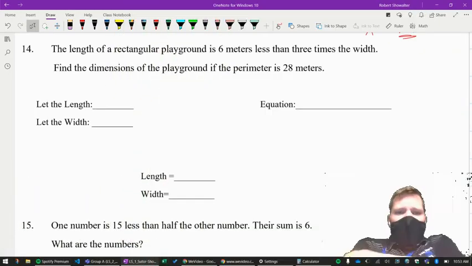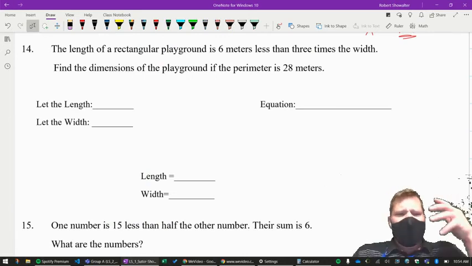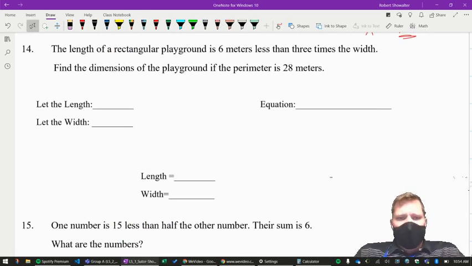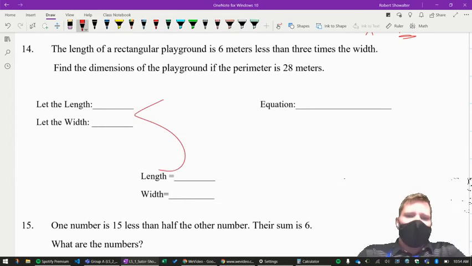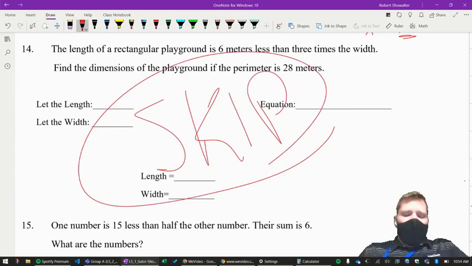Go. The length of a rectangle playground is 6 meters less than 3 times its width. What does that even mean? Find the dimensions of the playground if the perimeter is 28 meters. We're not doing that one actually in class. We said we're going to do it. It's a great problem. I can do it if you want, but we don't absolutely have to do it right now.